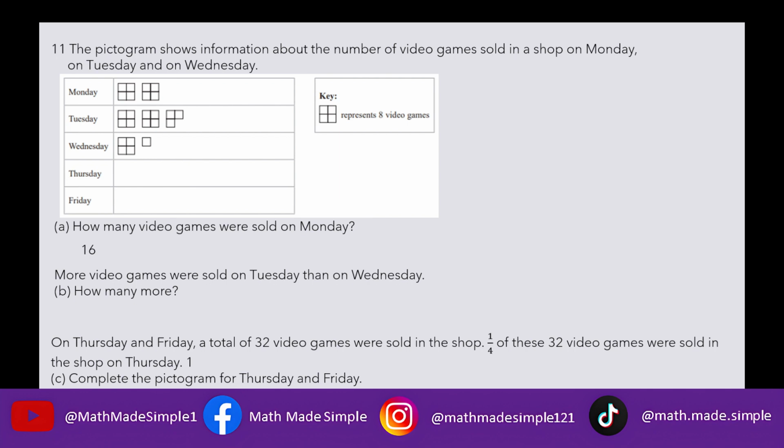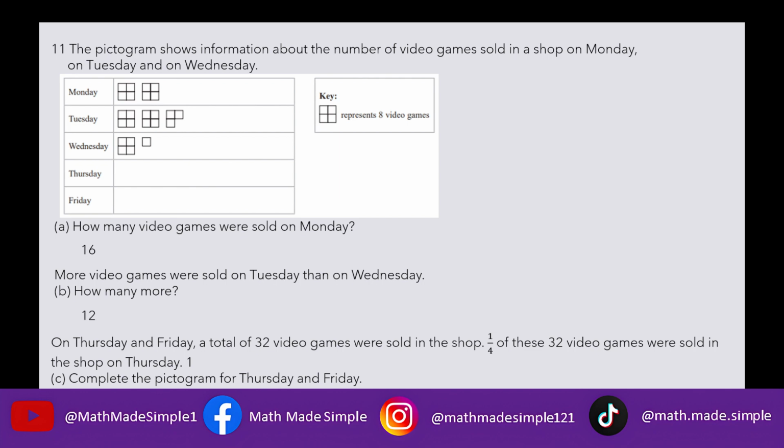More video games were sold on Tuesday than on Wednesday. How many more? So first we need to find out how many smaller squares more there are. So it would be 1, 2, 3, 4, 5, 6. So one smaller square equals 2 because 4 small squares equals 8. So 2 times 6 is 12.